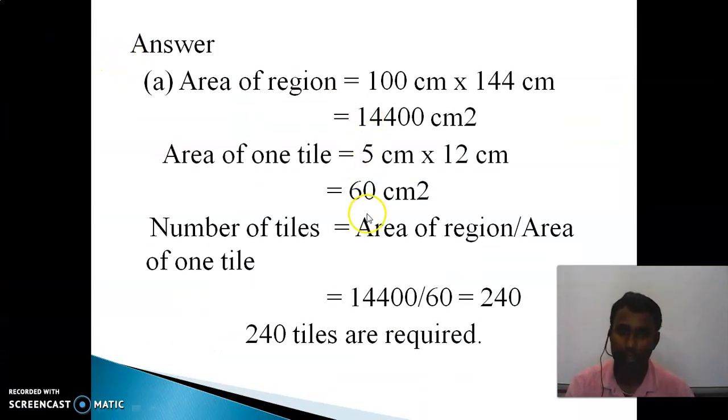See here, 14,400. So the number of tiles is equal to area of region divided by area of one tile. 14,400 divided by 60. This zero cancels. So 1 6 are 6. 2 6 are 12. Remaining 2, that 2 will come here, 24. So 4 6 are 24. And here is 0. So 240 tiles are required.